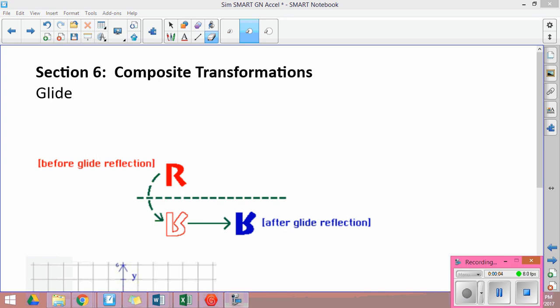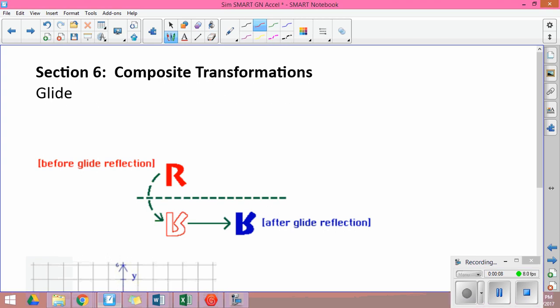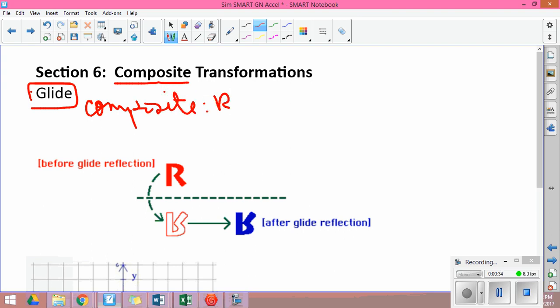The last section of our similarity unit is going to look at what happens when we do composite transformations, which basically means multiple transformations. So sometimes these composite transformations have special names, and a glide is one special case. And a glide is when we reflect, it is a composite of a reflection and a translation.